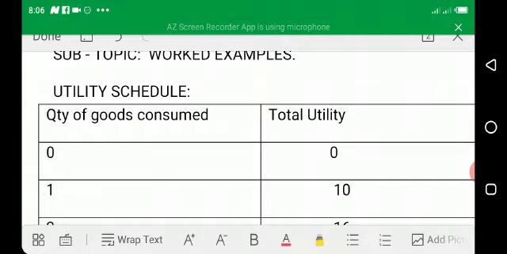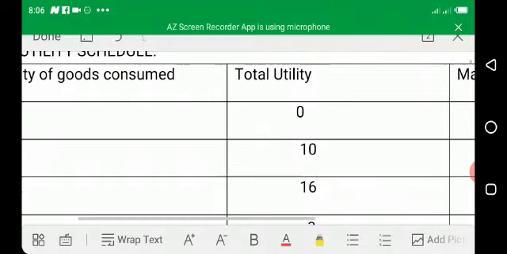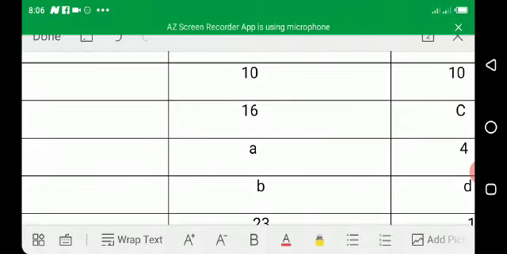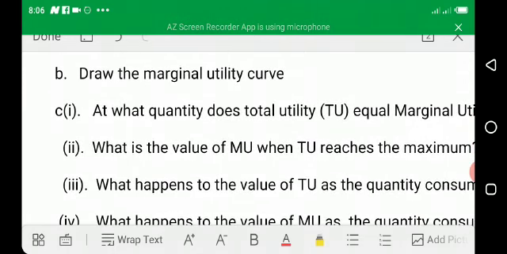We are given a utility schedule to complete, and the information therein are the quantity of goods consumed, total utility, and the marginal utility. So the questions that follow are: A. We are to complete the above utility schedule. So in this case, you need to bring back the table when you want to present the question. Then draw the marginal utility curve. This may not be done here, it will be done when the school resumes, inshallah.